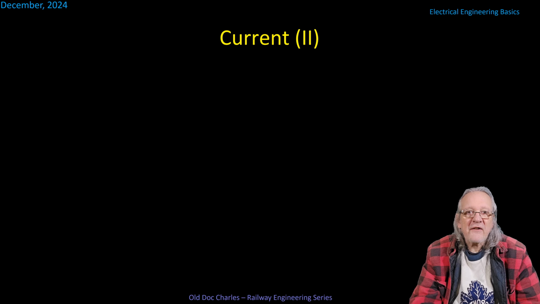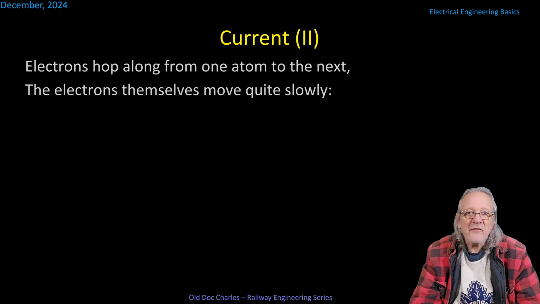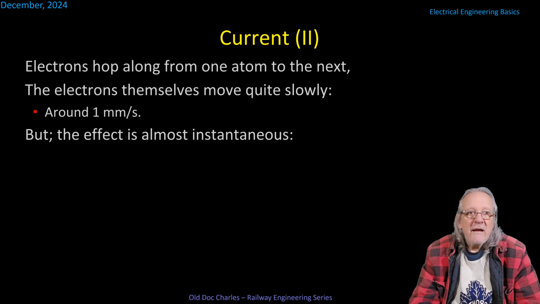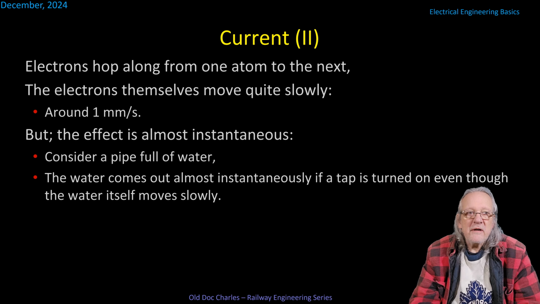Basically what happens is the electrons hop along from one atom to the next, and the electrons themselves actually move quite slowly, around about 1 millimeter per second. But the effect of electricity is almost instantaneous. Consider a pipe full of water: when you turn the tap on, the water comes out almost instantaneously, even though the water itself is moving quite slowly.